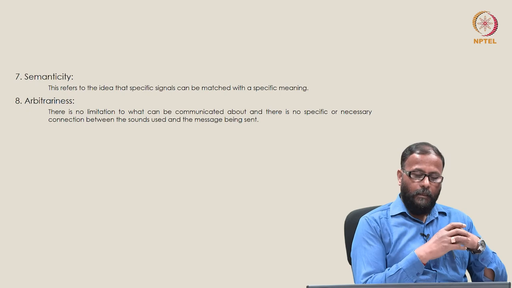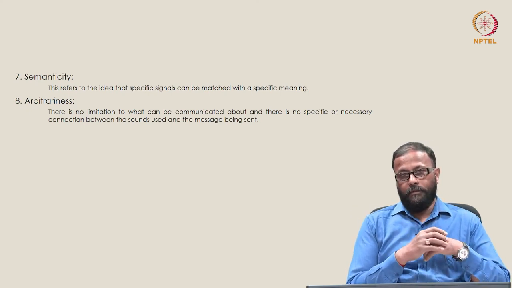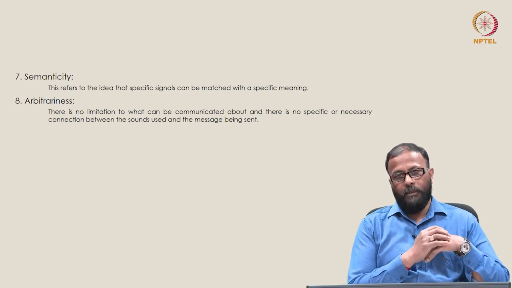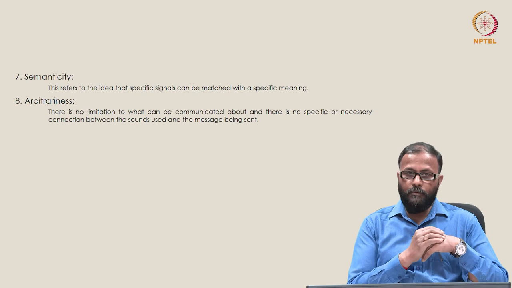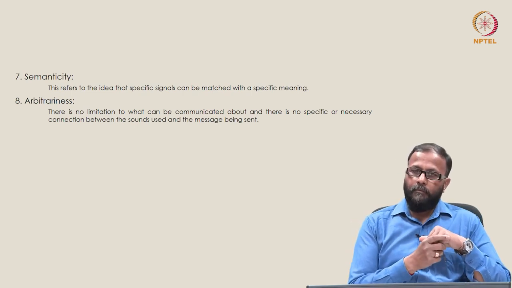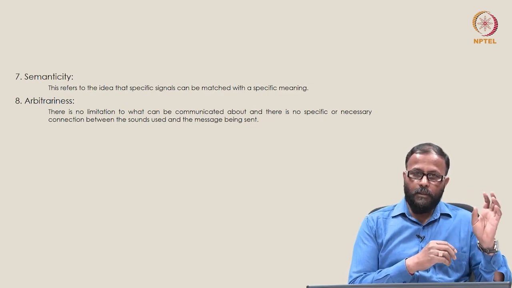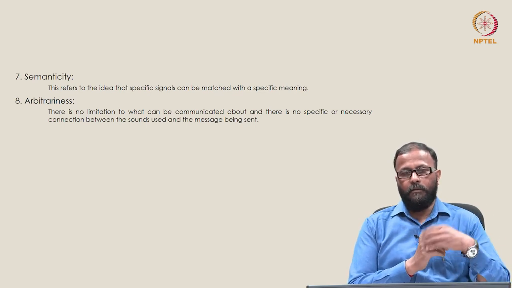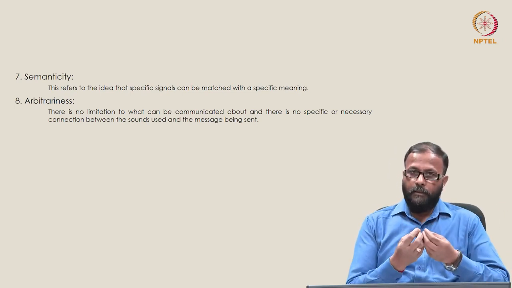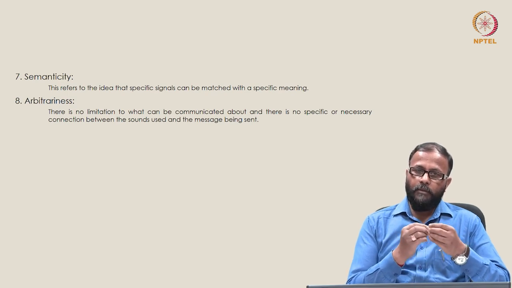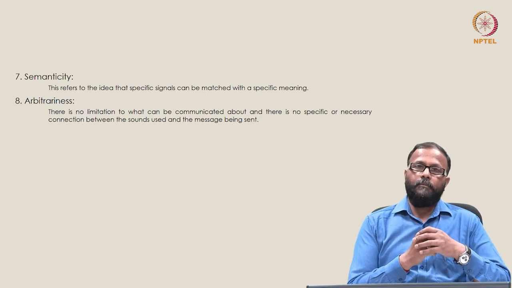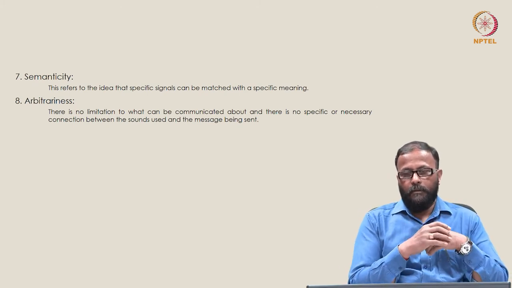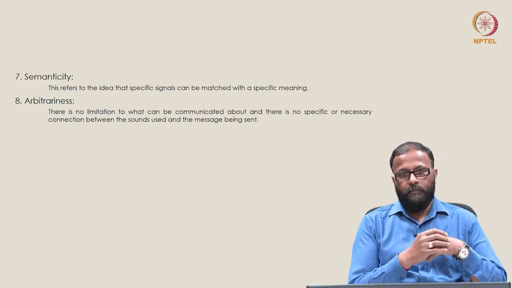Then number 8 is arbitrariness. This is very interesting. There is no limitation to what can be communicated about, and there is no specific or necessary connection between the sounds used and the message being sent. Arbitrary. That means the sound ka doesn't carry any meaning individually, and pa as a sound doesn't have any meaning, but they're combined in a particular way. And when they are combined in a particular way, like cow, pen, or fan, they give us certain meaning. They refer to some object, or they trigger some mental image, all right?